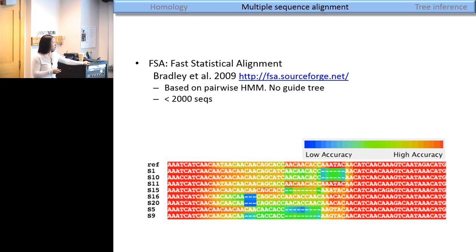FSA doesn't use that. It uses a pair hidden Markov model, and it gives you the confidence of different regions of the alignment. It works with fewer than 2,000 sequences, so it works with most alignments you're going to deal with. Sometimes they get quite different results, depending on how distantly related your sequences are. It certainly works with more distantly related sequences than PRANK. So sometimes PRANK just doesn't work, and FSA is a nice tool to have.